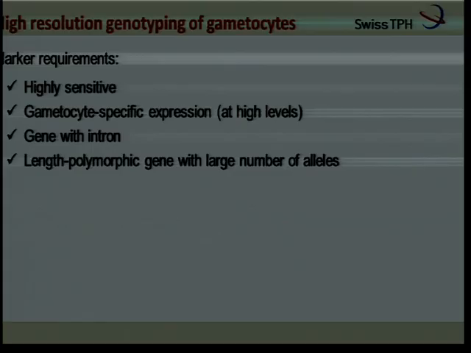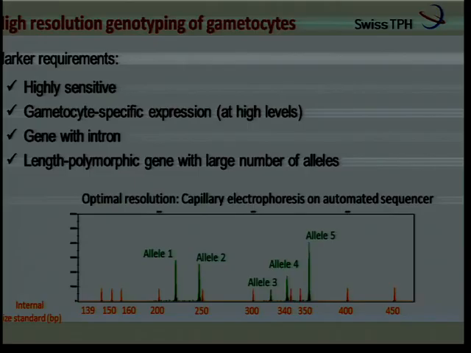Second, I would like to come to another aspect of that study. We would like to continue and genotype the individual gametocyte clones. So we were looking for markers for highly sensitive and gametocyte-specific molecular markers, if possible those with an intron, so we can avoid the DNase treatment. And we wanted to use length polymorphic markers with a large number of alleles. We use capillary electrophoresis to distinguish the individual gametocyte clones.